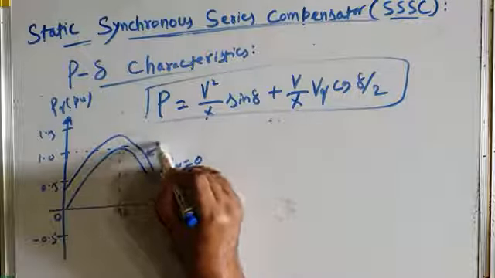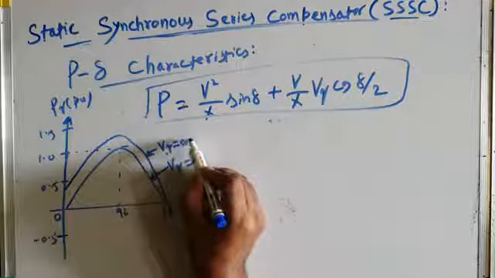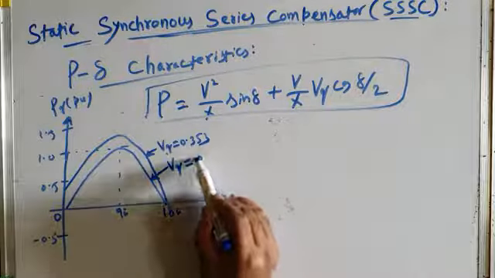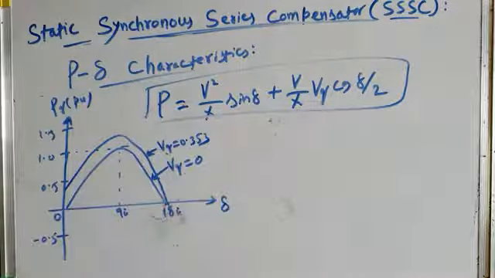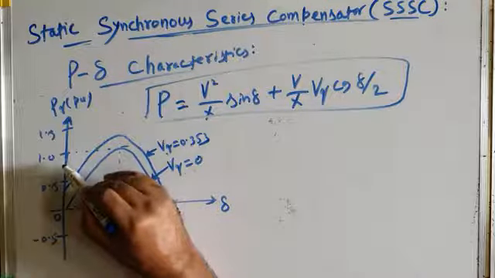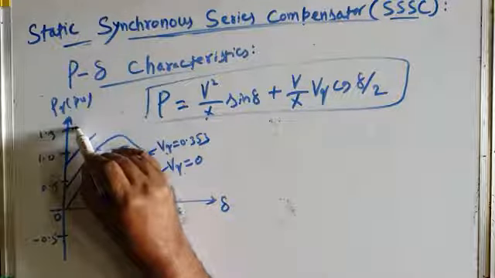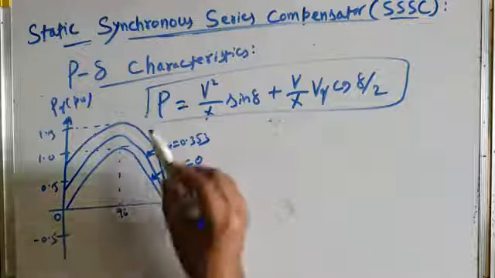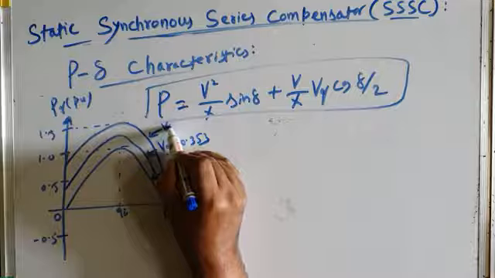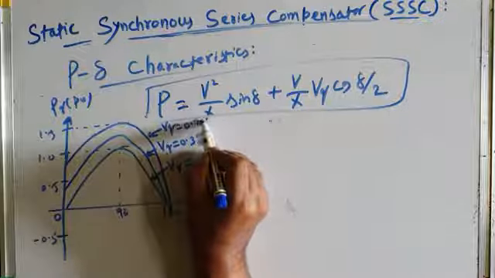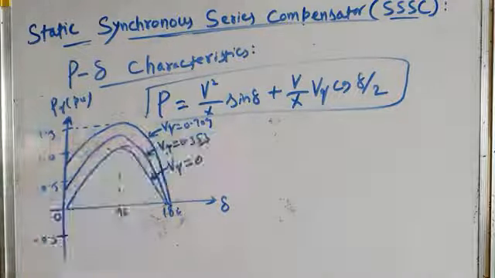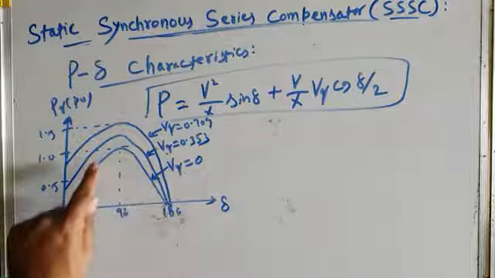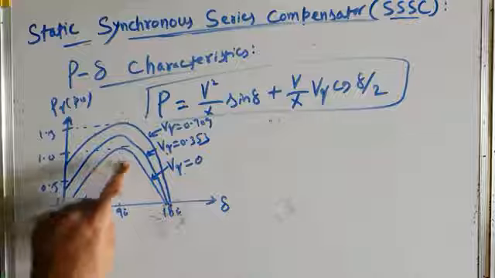This is for, say for example, VQ equal to 0.353 per unit. Injected voltages, here it is 0, here it is 0.353 per unit. And this is another power angle characteristic for VQ equal to 0.707 per unit. I have taken some numerical values arbitrarily. V equal to injected voltage equal to 0, so P power angle characteristic, uncompensated line.